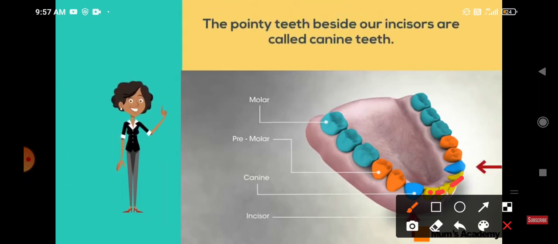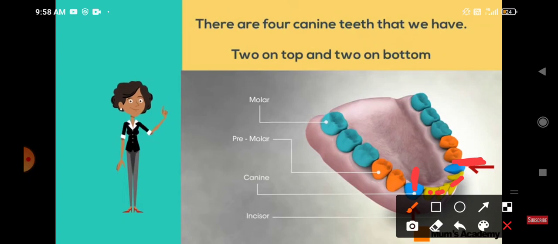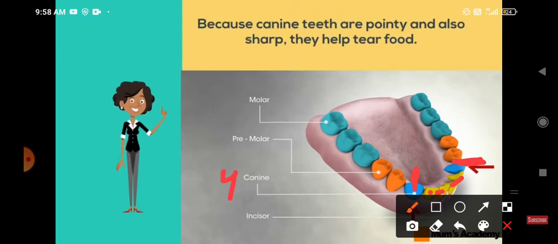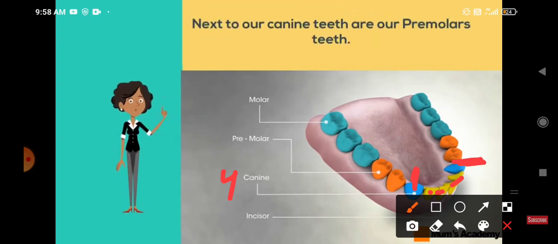The pointy teeth beside our incisors are called canines. The teeth in blue, these are canines. There are 4 canine teeth that we have, 2 on the top and 2 on the bottom. These are 4 total. Because canine teeth are pointy and also sharp, they help in tearing the food.